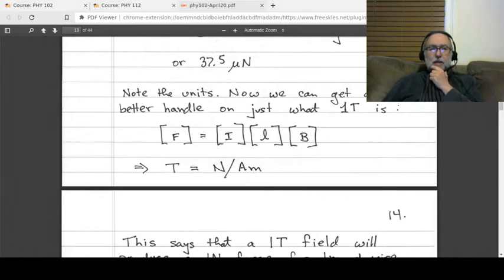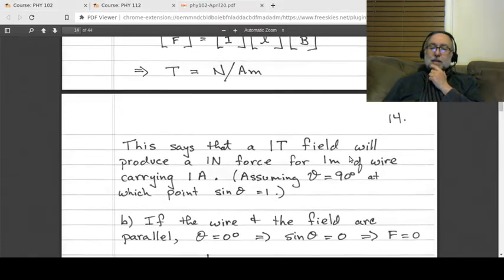How should I interpret that unit? The way you can think about it is that a 1 Tesla field will produce a 1 Newton force per meter of wire for 1 meter of wire carrying 1 amp. That's assuming, of course, that the wire is cutting the field at 90 degrees. So let me say that again. If you have a 1 Tesla field, it will produce 1 Newton of force for a 1 meter long wire carrying 1 amp. You have a wire, it's 1 meter long, it's carrying 1 amp, and it's in a 1 Tesla field. It'll have 1 Newton of force on it. That gives you another way of thinking of what a Tesla is.